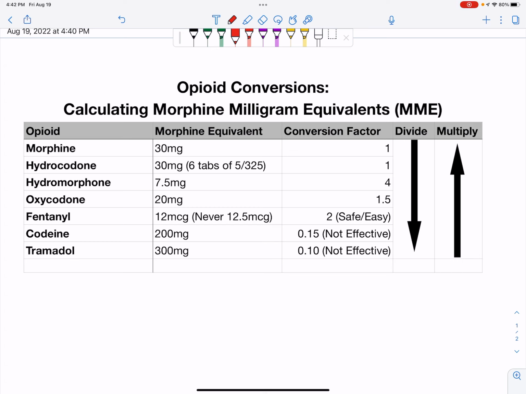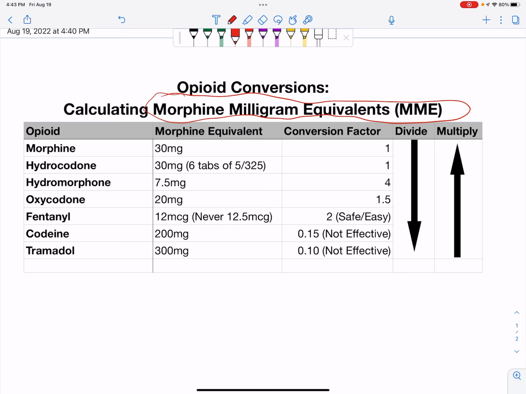The main thing I want you to take away from this video is we are dealing with morphine milligram equivalents, which is this right here, okay? And anytime you are converting a patient from one opioid to the other, your morphine is like your base, okay? So I created this tool because I wanted to help my nurses understand how to convert from morphine to other medications and then from other medications to morphine.